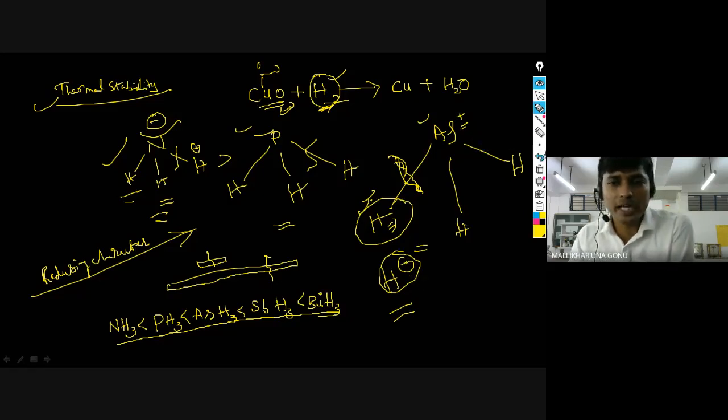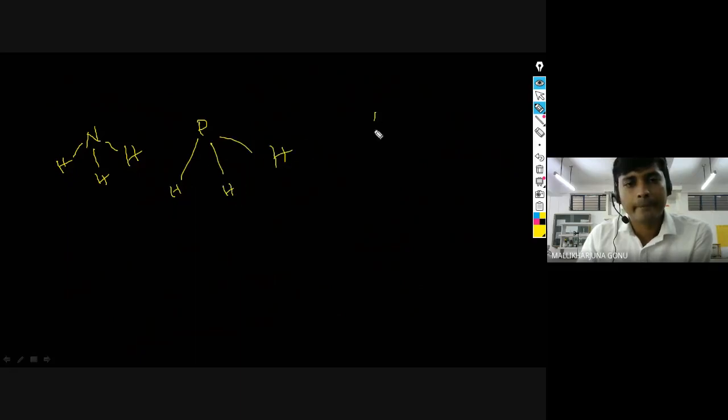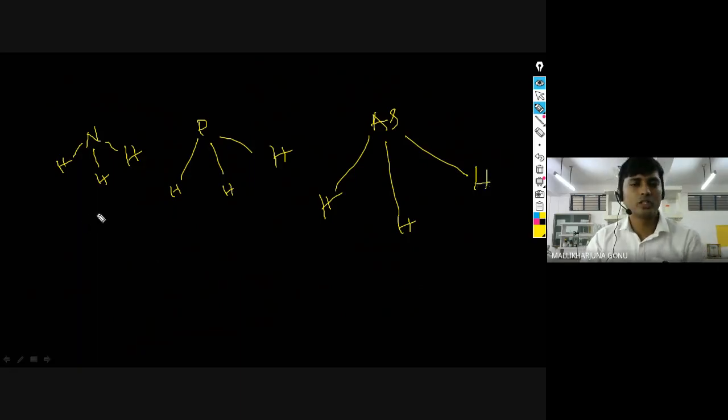Now we will see the case of the bond angles, what happens with the bond angles. NH3 is there, again PH3, arsenic. I am writing more. Nitrogen we have, NH3, PH3 and AsH3. This is how the sequence will be, and bond lengths will keep increasing. Now you tell me in which the bond angle will be more. Try to understand the concept here.